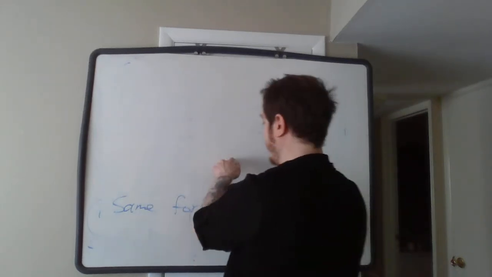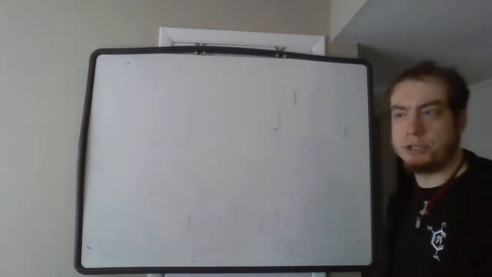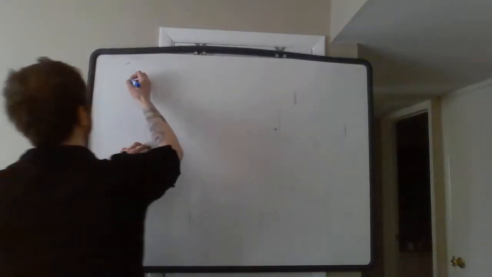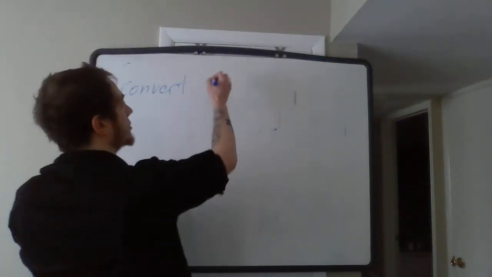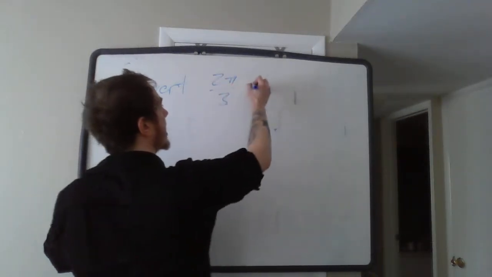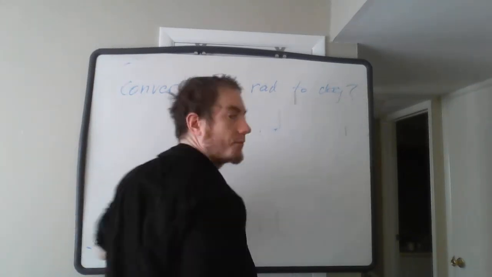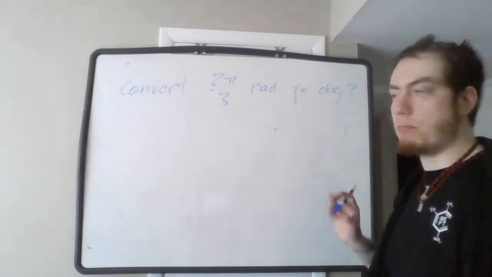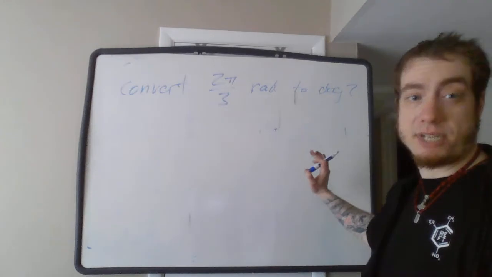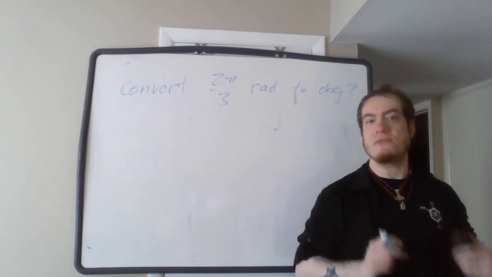So let me ask you this question. Let's suppose that I wanted you to convert, let's say that I want to convert 2 pi over 3 radians to degrees. Now, before I show you how to do this, I encourage you guys, again, pause this for a minute, take a minute to try to answer this yourself, and see if you can work this out. It's a little different than what we just did, but it's very much the same kind of idea.